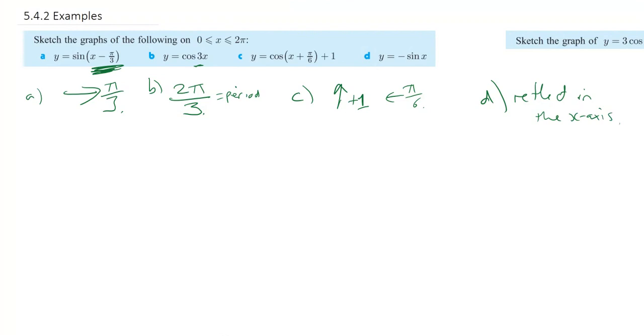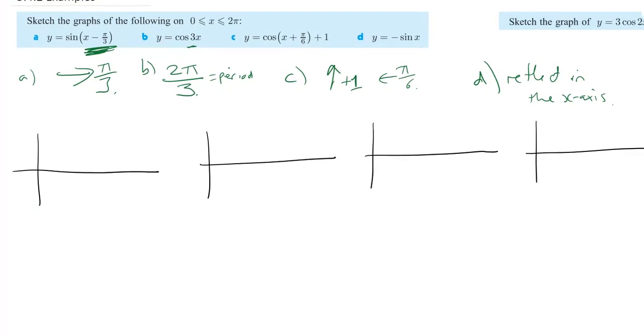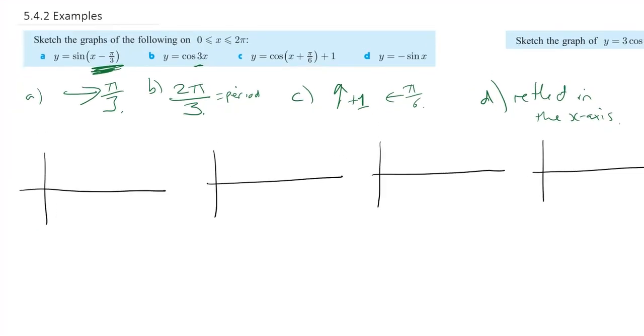Okay, now we've got to draw these things. So let's think about drawing each one of these 4 different examples and see what they look like. The first one, well, we are moving to the right by pi over 3. So if the sine graph usually starts from 0, now at the point pi over 3 we're going to be at our 0. So it's going to look something like that.